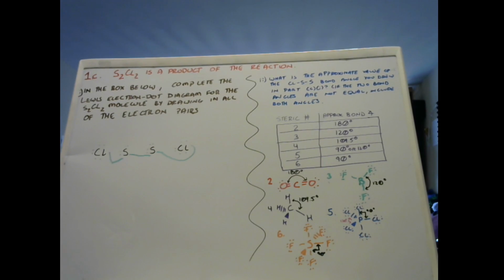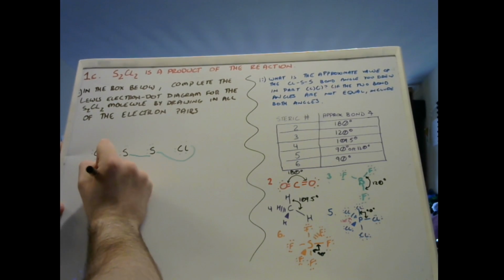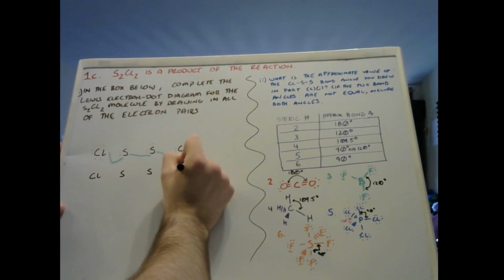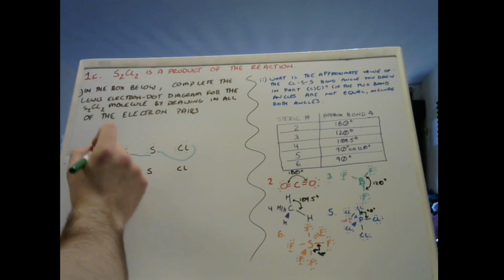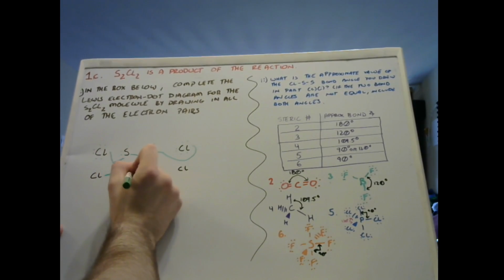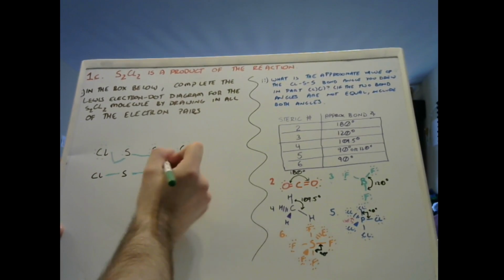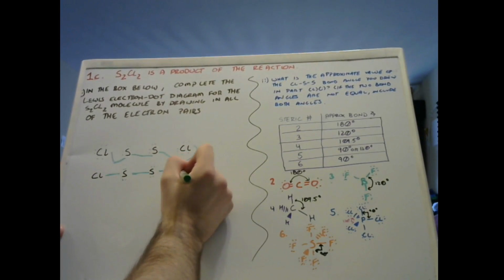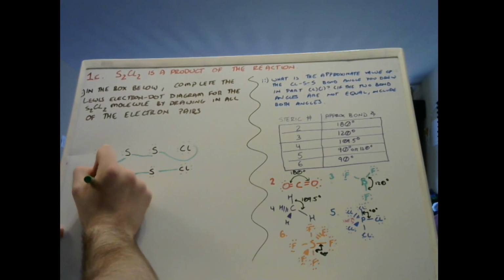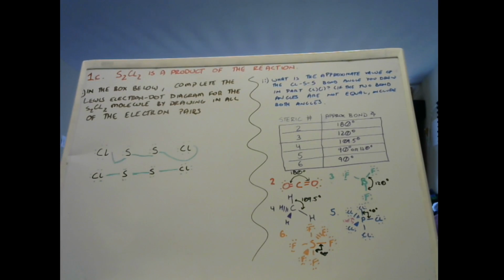However, I'm a neat freak. So I'm going to rewrite this slightly differently, and then draw in my bonds, then go back and add in my lone pairs. So this chlorine is connected to the sulfur, this sulfur is connected to the sulfur, this sulfur is connected to the chlorine, and then I draw in my lone pairs, which will give you a slightly more accurate representation of the molecule. Now, either one of these will work. Take your pick, but that is your correct electron configuration drawing.